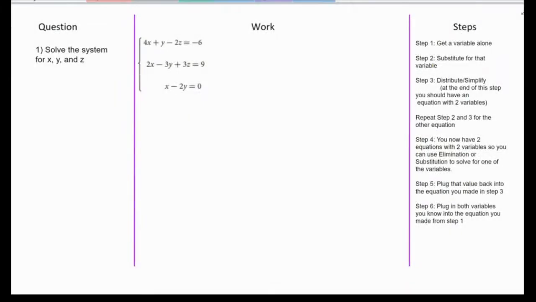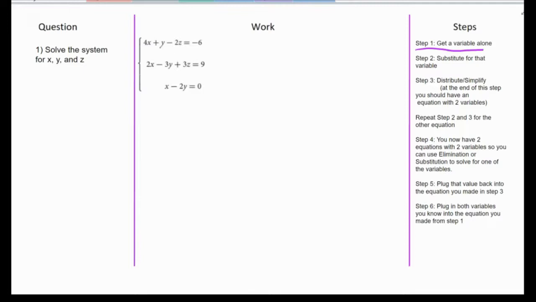Here we're asked to solve the system for x, y, and z. These problems can get a little bit lengthy, and there's so many different ways that we can do them that my method may look different than yours. So follow along if you want to use the same steps as me. You can also just check the answers and see a different way of doing it if you didn't do it how I did. So to start us off, I'm going to get a variable alone.